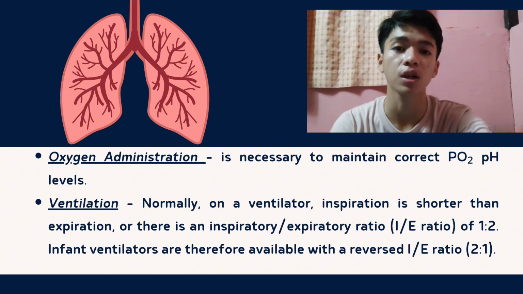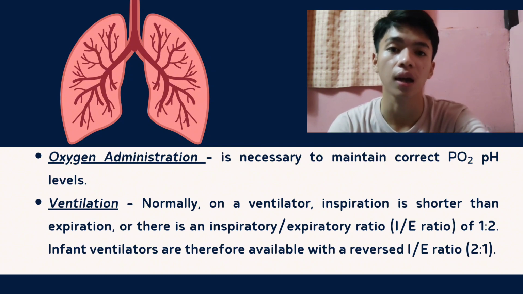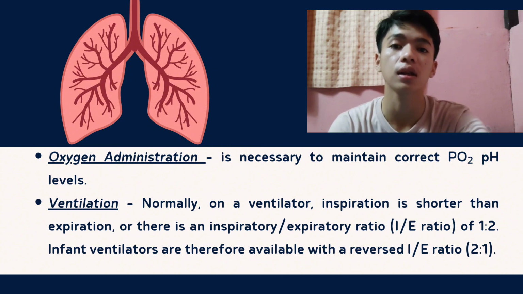A possible complication of oxygen therapy in the very immature or very ill infant is retinopathy of prematurity, an eye disease that can happen in babies who are premature or who weigh less than 3 pounds at birth, or bronchopulmonary dysplasia, a form of chronic lung disease that affects newborns.